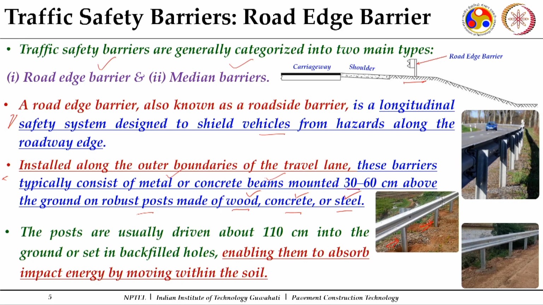The posts are usually driven about 110 centimeter into the ground, because the impact has to be borne by this, and set into backfilled holes. This enables them to absorb the impact energy. When a vehicle at a high speed comes and strikes this crash barrier, the energy needs to be absorbed and redirected in the direction of the crash barrier. How much it goes inside the soil helps us absorb the impact energy by moving within the soil.